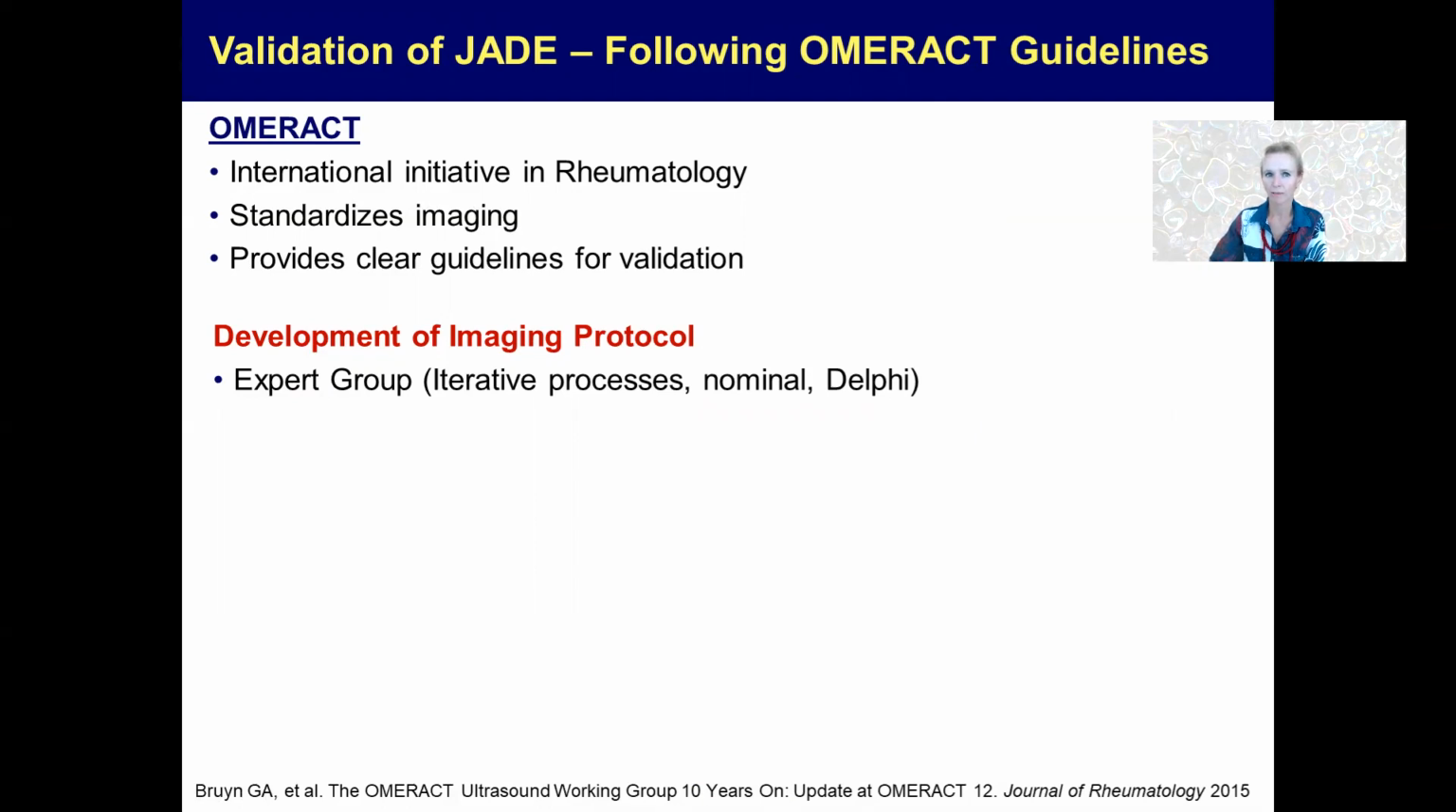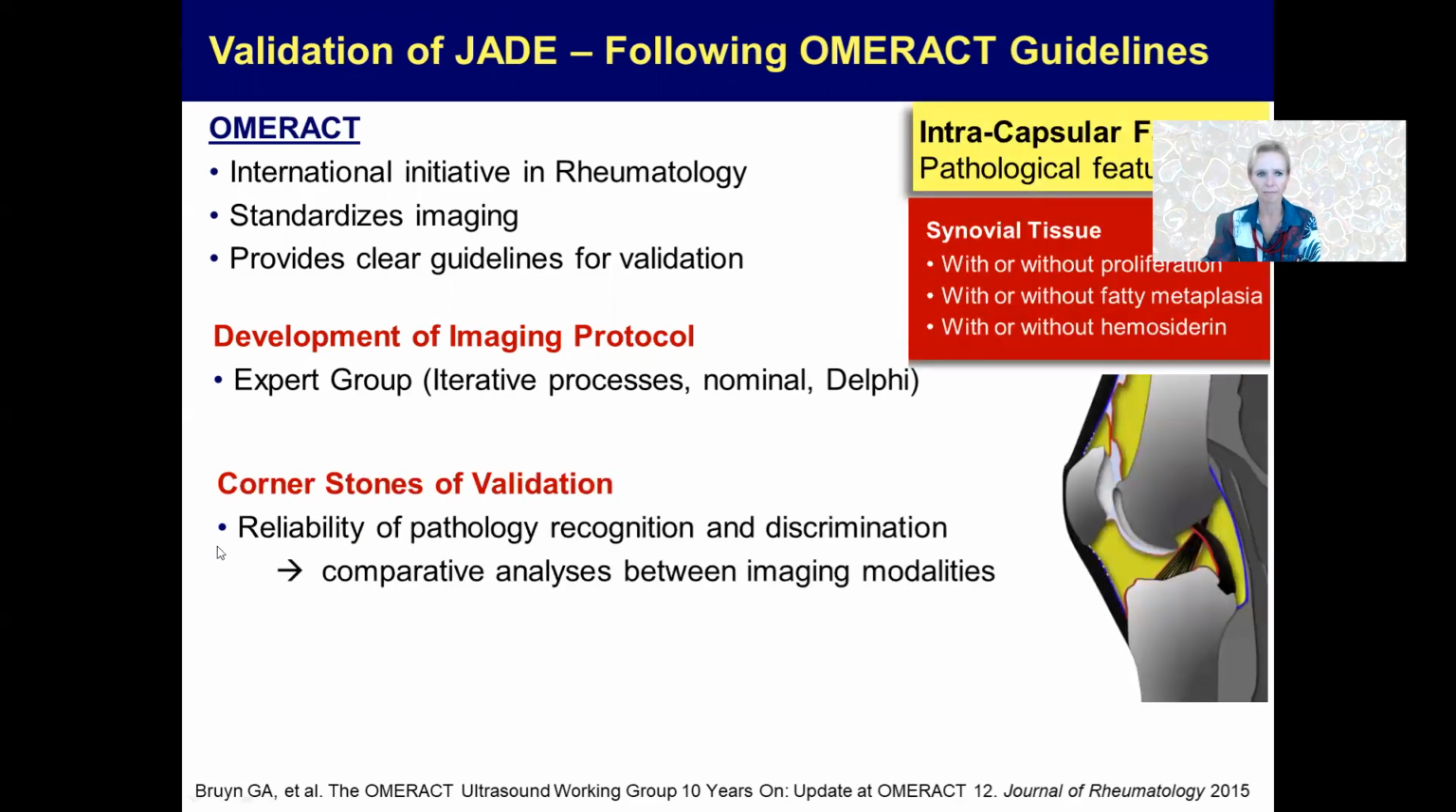So how does one develop and validate a protocol? First one has to develop an imaging protocol, and that's usually done by an expert group. It's an iterative process. It can be a nominal process, a Delphi process, but everyone can put together a protocol. The question is, how does one validate it? The cornerstones of validation is the reliability of pathology recognition and discrimination. And pathology, discrimination, and tissue appearance can be very different in different arthritic conditions. What's pathologic in rheumatoid arthritis might not look the same in terms of pathologies in hemophilic arthropathy.